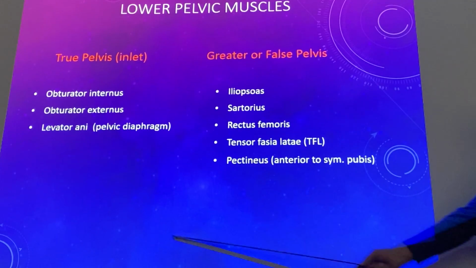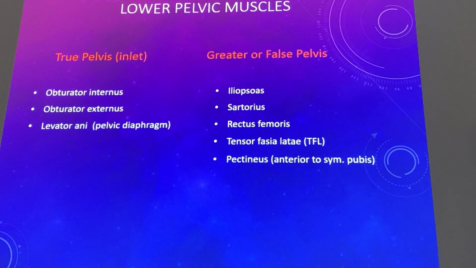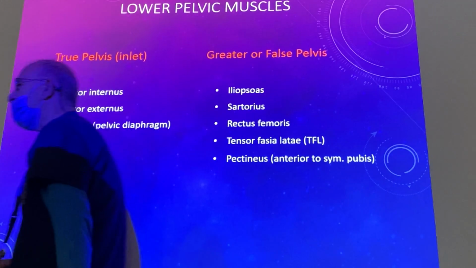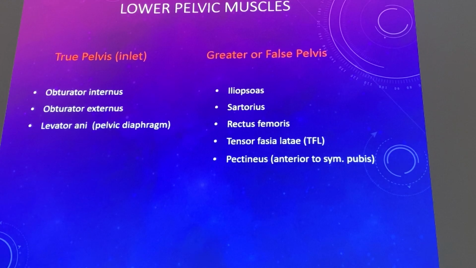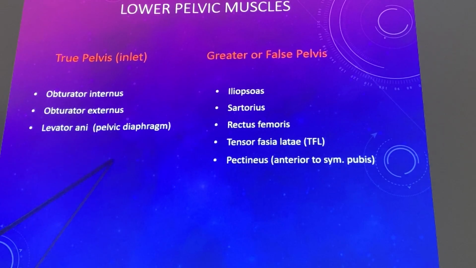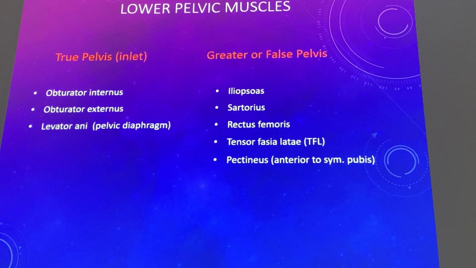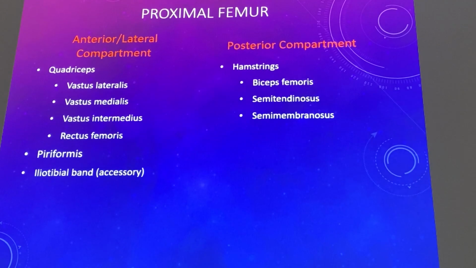So the only way to really learn all these muscles is to break them up into 4 quadrants. What's found within the anterior fossa, what's found posterior, what's found within the true pelvis or inlet, and then finally, what's found in the greater or false pelvis.